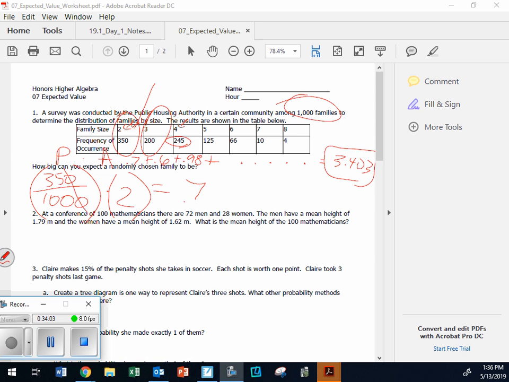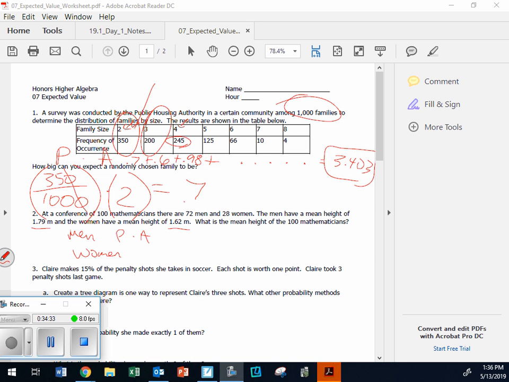Next. They've already said the men have a mean height, average height of that. The women have an average height of that. And what is the mean height of the 100 math petitions? Well, there's 2 ways to do that. There's the men and the women. And I bet you anything there's a P times an A, and then you're going to add them. What is the probability you'd pick a man?